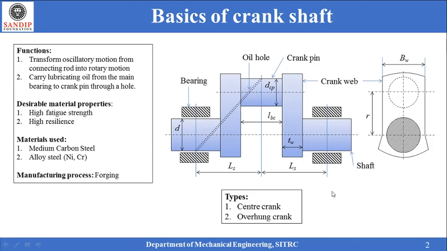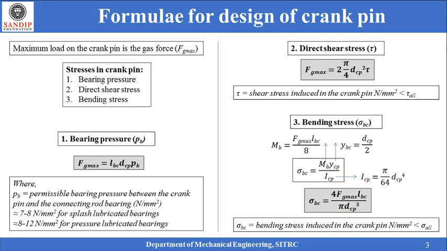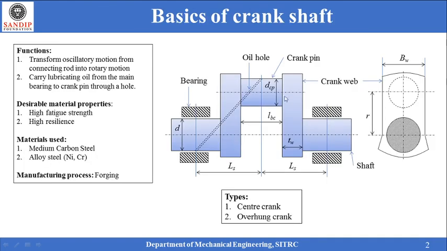Once we have understood the construction of a crankshaft and various dimensions pertaining to it, let us start understanding design of a crankshaft. Design of a crankshaft consists of designing its three main components: crank pin, web and shaft. Let us first understand design of the crank pin. The maximum load on a crank pin is the gas force, which will act on the center of this crank pin through the connecting rod.